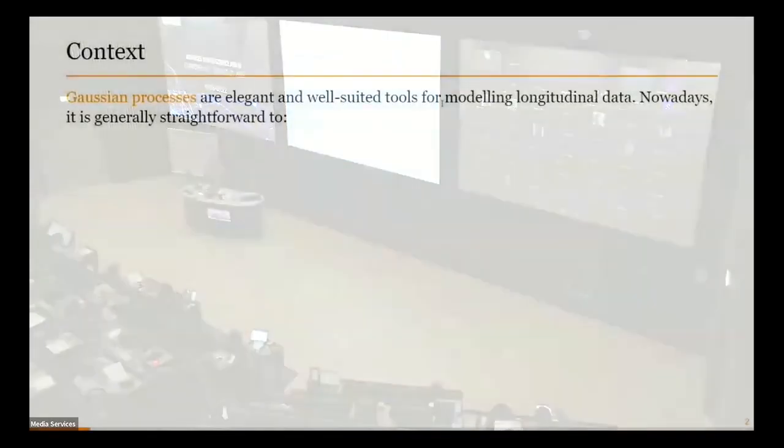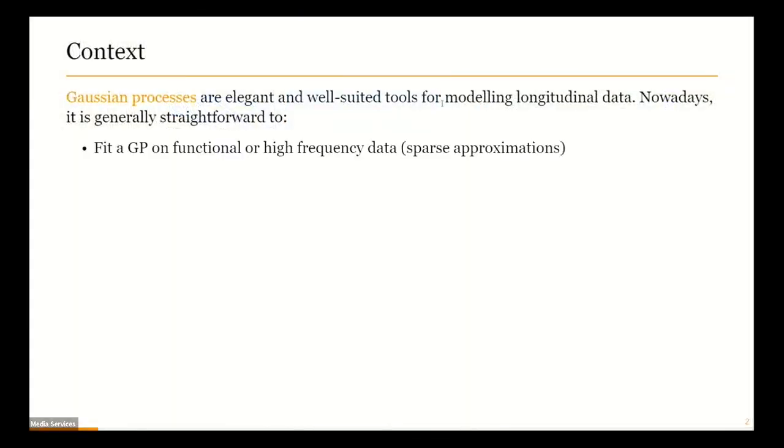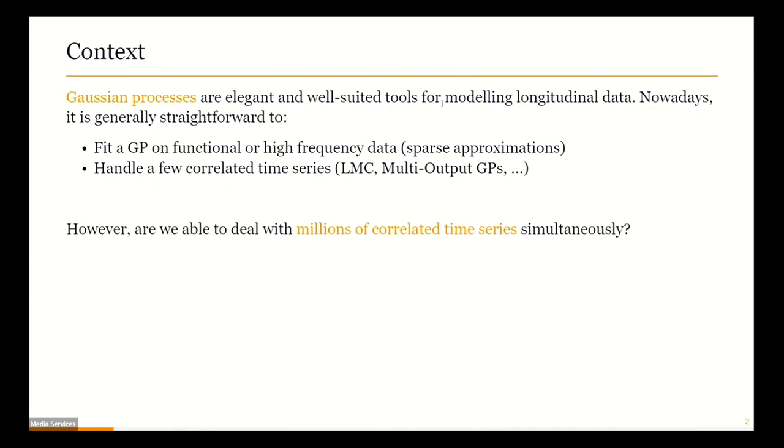And nowadays, it's generally straightforward to fit a GP on a very large number of observations or handle a few correlated time series with a multi-output or multi-task model. And we can do really more complicated things like we've seen before. The problem is, what do we do when we have millions of correlated time series?